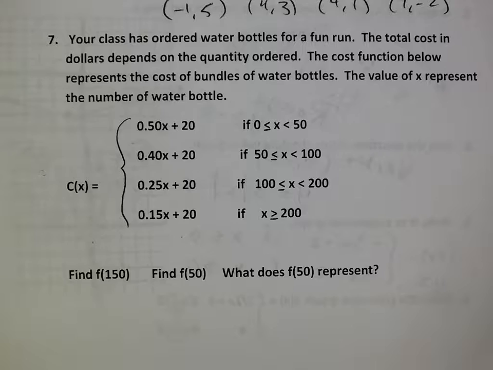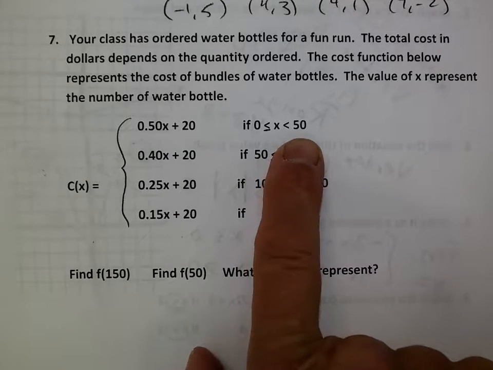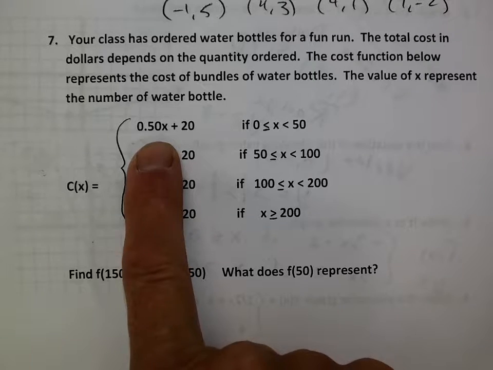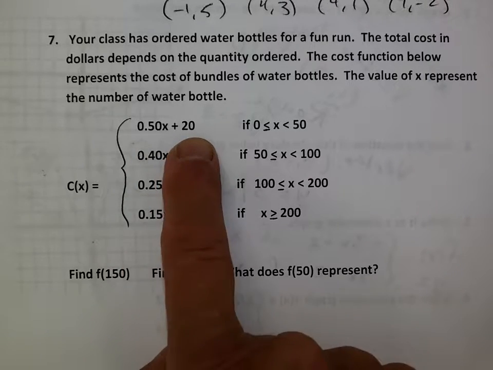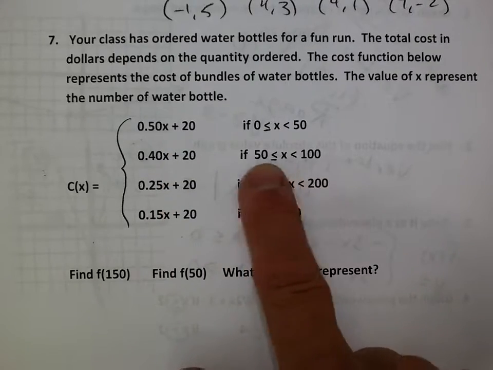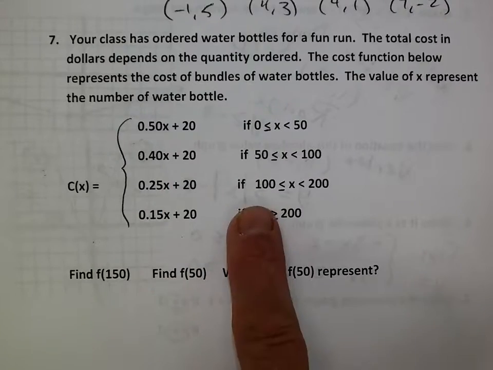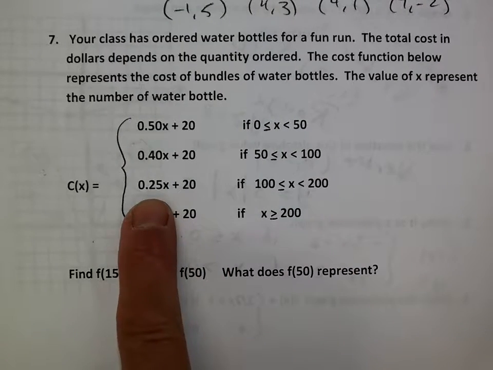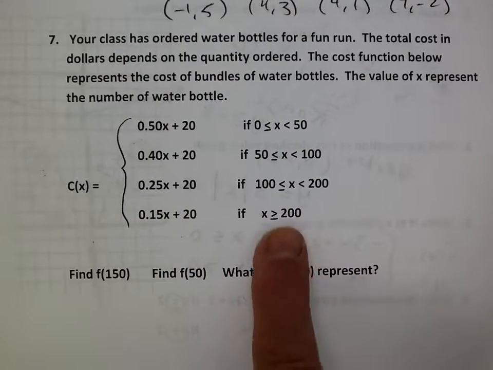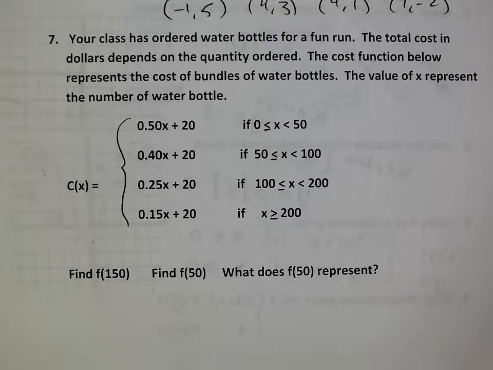So, if you order from 0 to 50, then it's going to cost 50 cents a bottle plus $20. $20 is probably shipping, right? If you order between 50 and 100, it's 40 cents a bottle plus 20. If you order between 100 and 200, it's 25 cents a bottle plus shipping. And if you order more than 200 bottles, it's only 15 cents. Okay, so actually pretty easy to do.